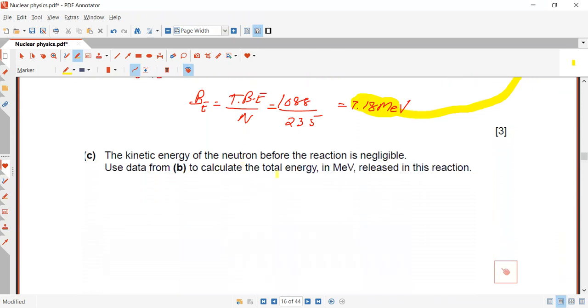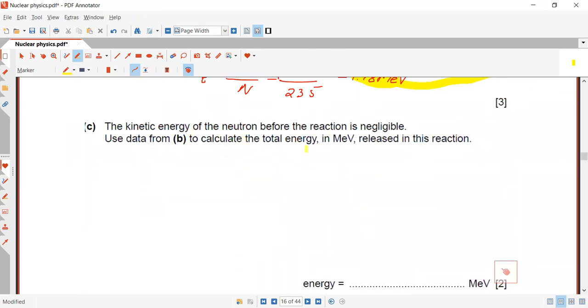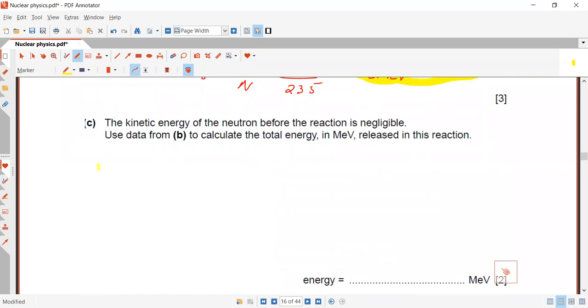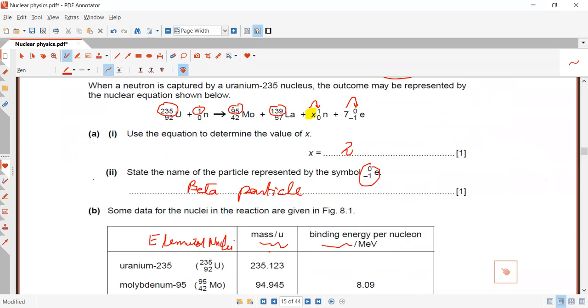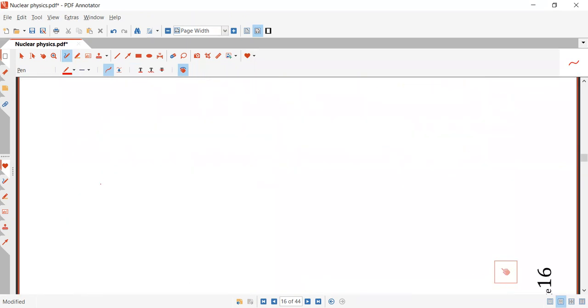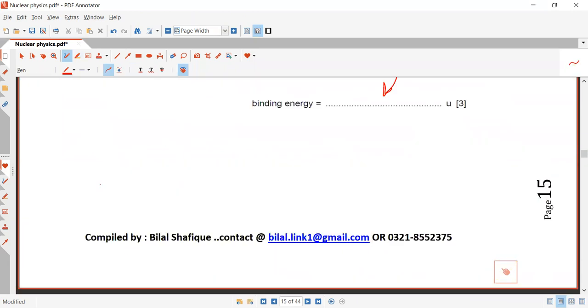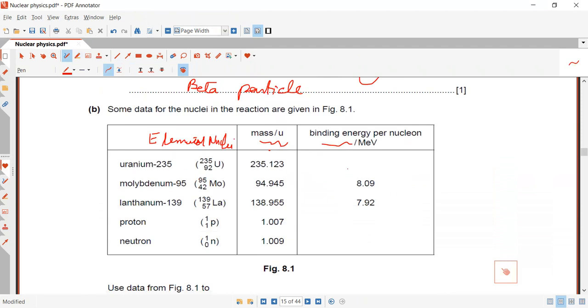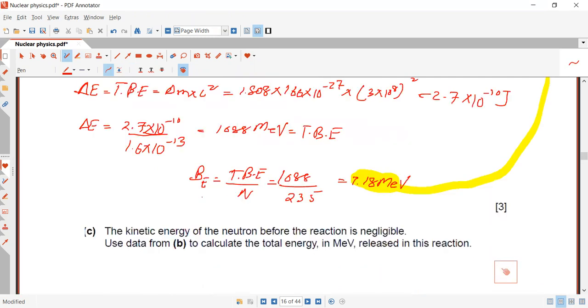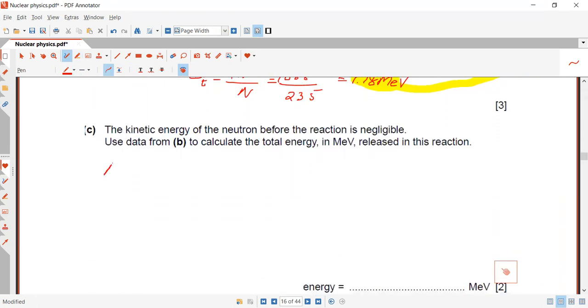The kinetic energy of the neutron before the reaction is negligible; use this to calculate the total energy released in this reaction. So now we are going to do something else. We have to calculate the total energy released in the reaction. And now we know the binding energy per nucleon for uranium is 7.18, right? So we can say: total energy released of this reaction.